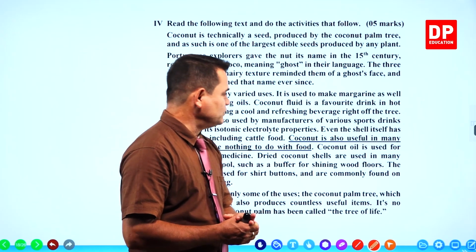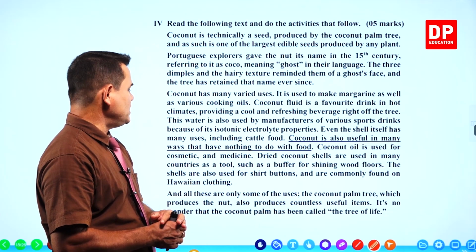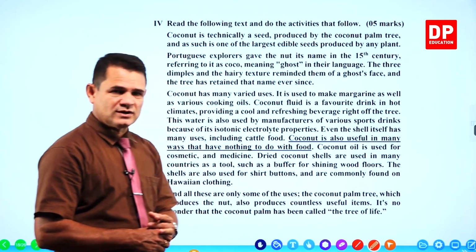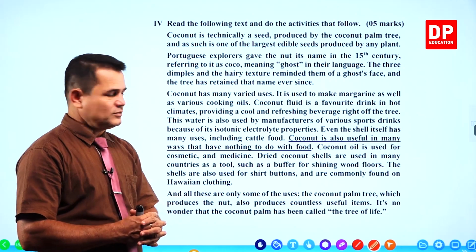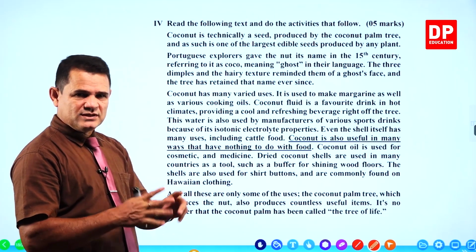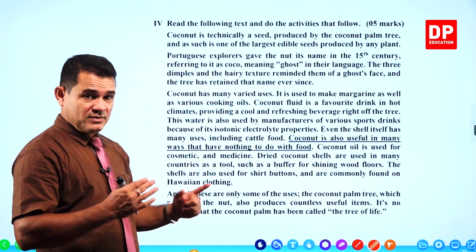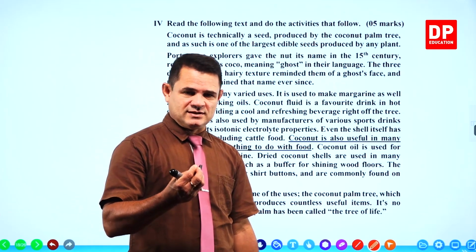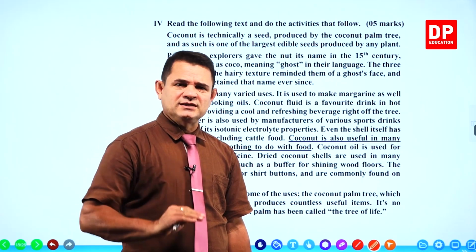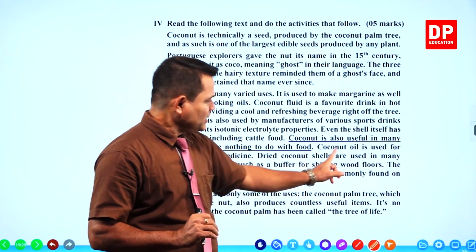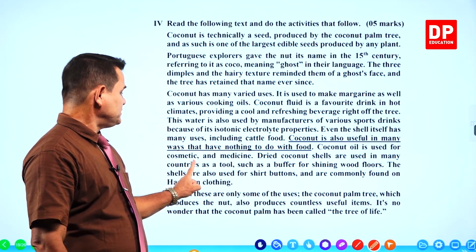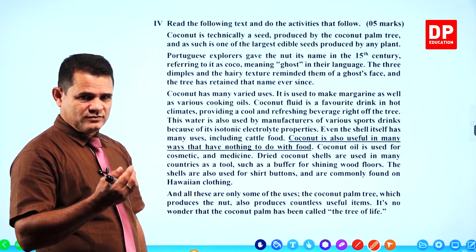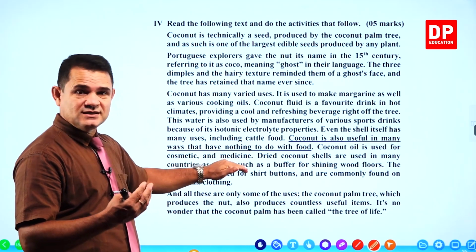Coconut is also useful in many ways that have nothing to do with food. Not only one way, many ways. It's not just a food. Coconut has many other uses. Coconut oil is used for cosmetics and medicine. So this coconut oil, pol tel, we use as a cosmetic and also as a medicine.